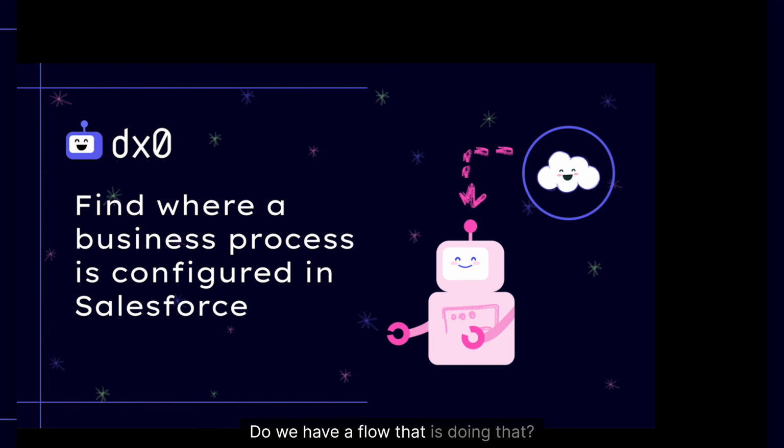Do we have a flow that is doing that? Is it some Apex? Is it a combination of things? And if you don't really know, then it can take you days to figure out where that is configured. So I'm going to show you how to do that in dx0 in just a few seconds.